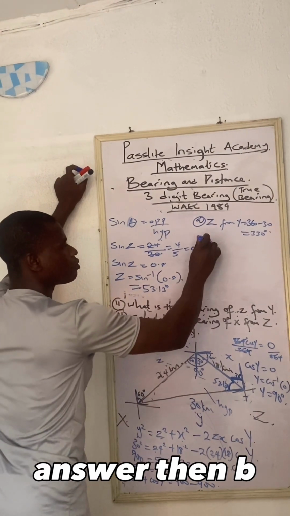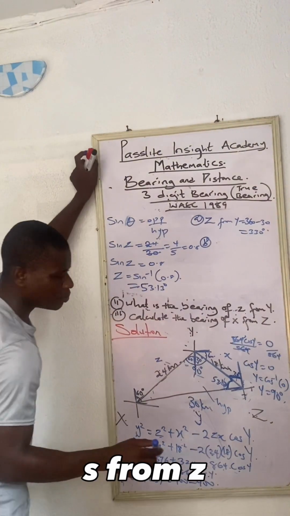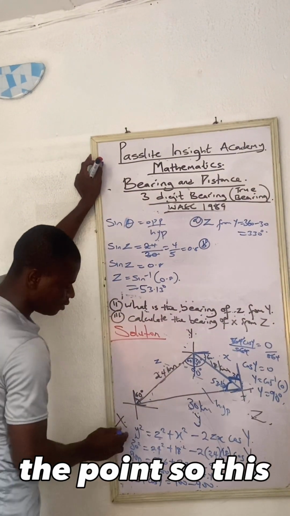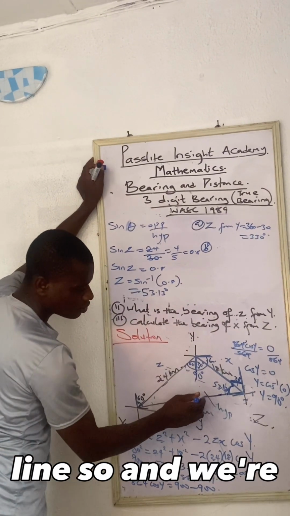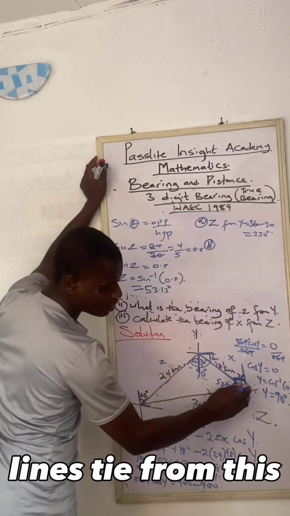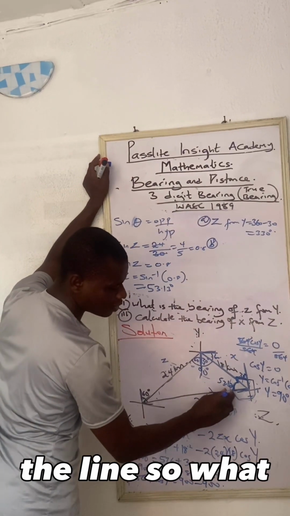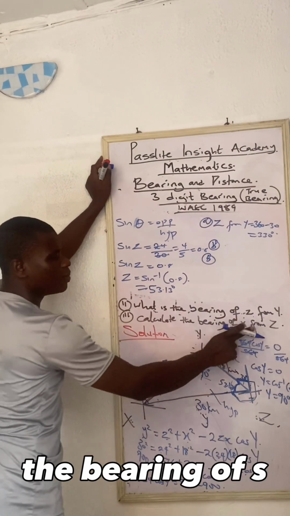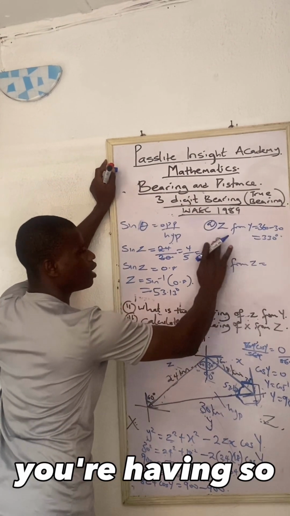Then B. Calculate the bearing of S from Z. So let's go there. S from Z. Where is the point? This is S and this is Z. The line that connects both of them is this line. The line starts from this angle, this way to this point, and the line stops here. So what you are going to do is calculate the bearing of S from Z.